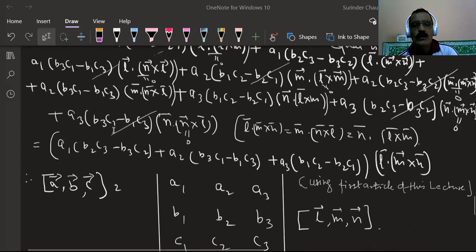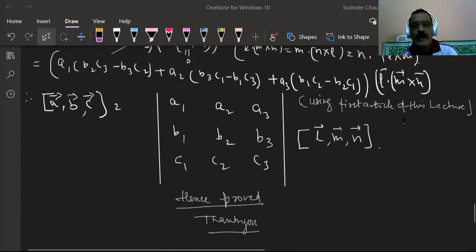Now this is the value of the scalar triple product of A, B, C. This value becomes the components of the first vector in the first row, the second vector in the second row, and the third vector in the third row. This term can be converted into this matrix form, written in terms of the elements. Hence, the result is proved.